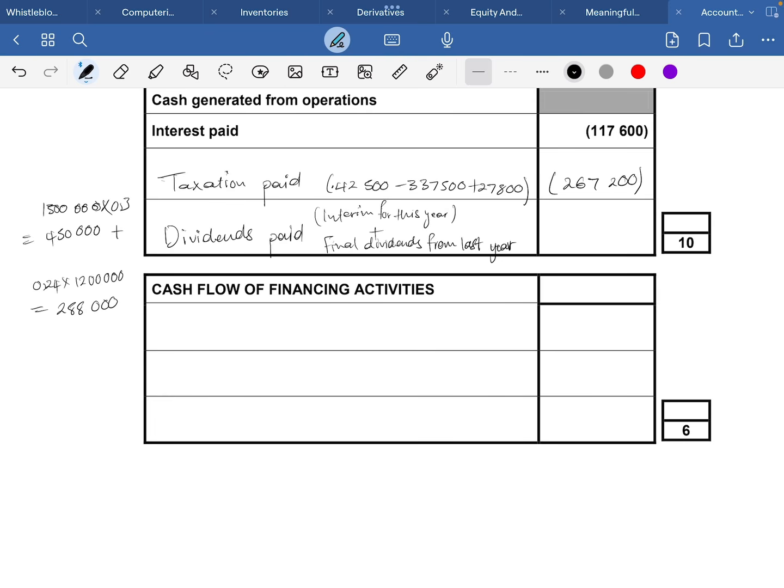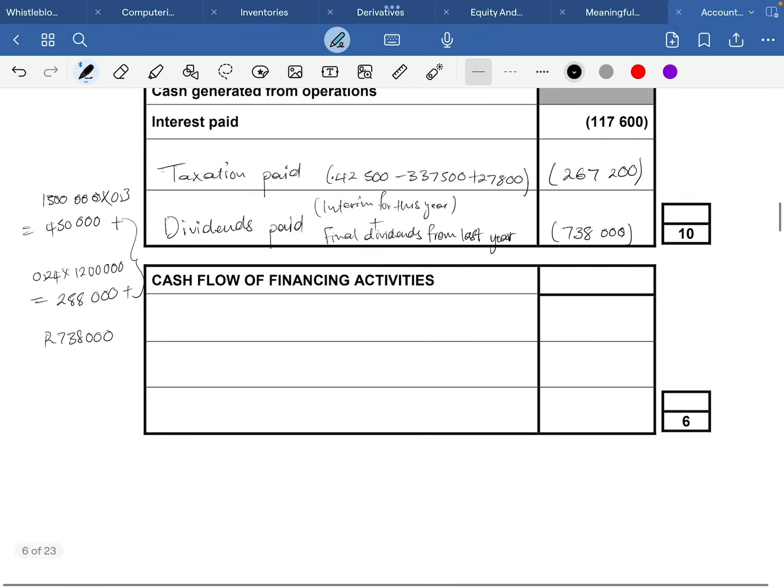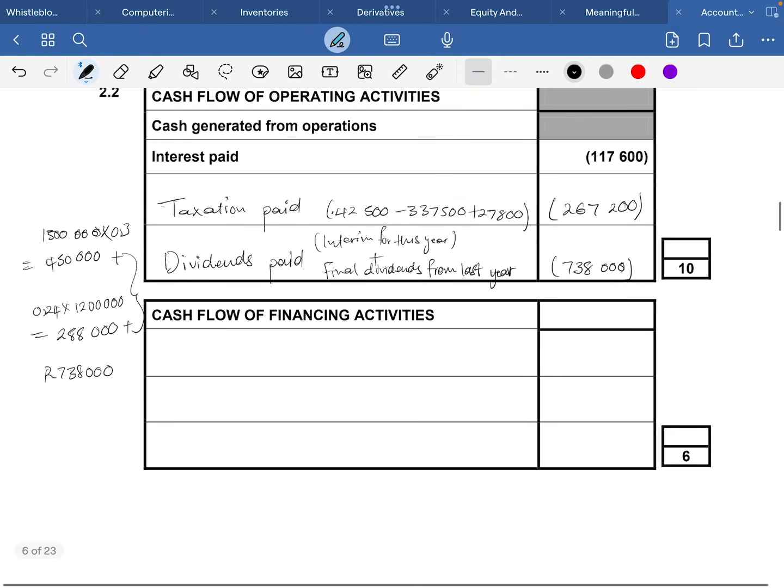Then if we add these two amounts, they will give 738,000. So that's our dividends paid. Remember, it's an outflow, so we have brackets there. Okay, so that's it with our dividends paid. And now we're going to do cash flow of financing activities.